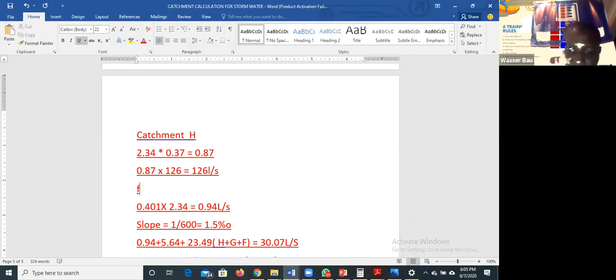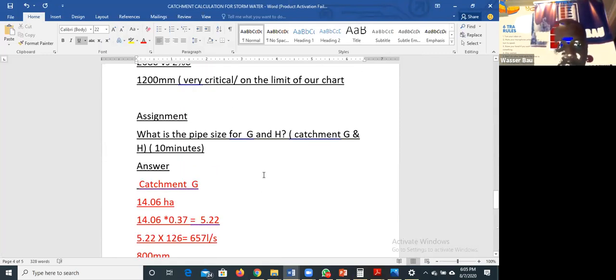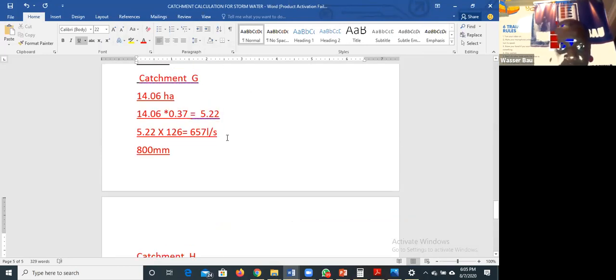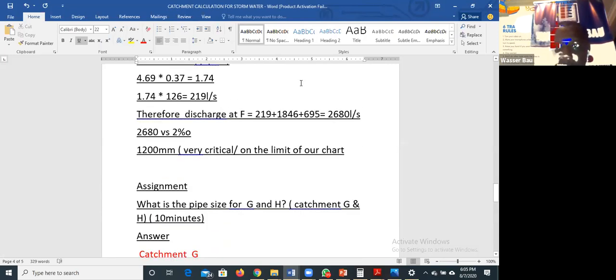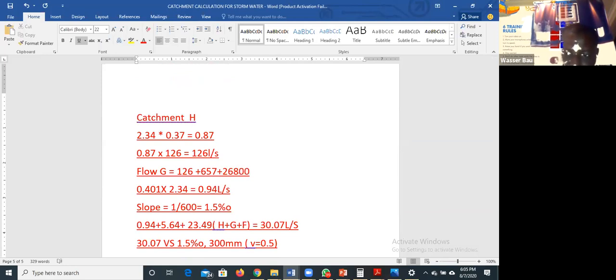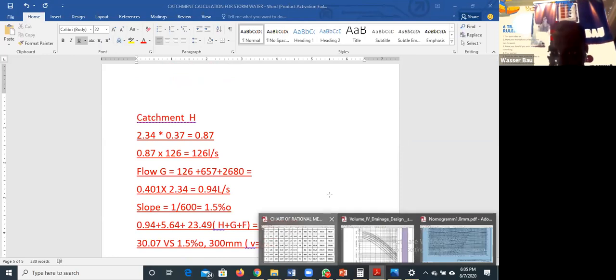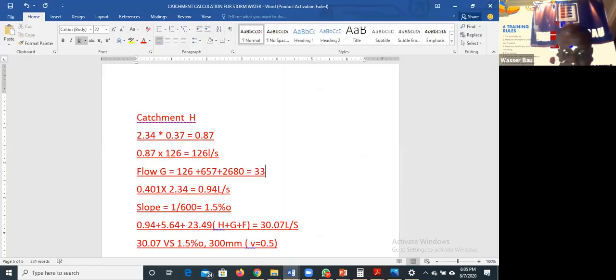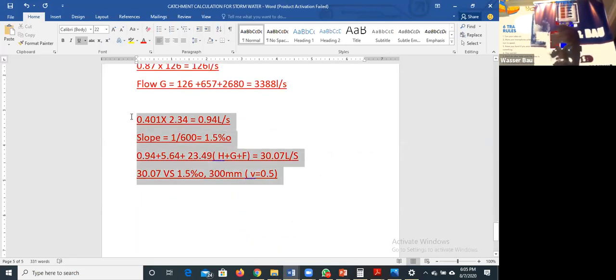But the flow now in H will be 126 plus the value for G, which is 657, plus the value for F, which is 2,600, and that will give you 3,388. 3,388 liters per second. Remember, I'm not adding the velocity.